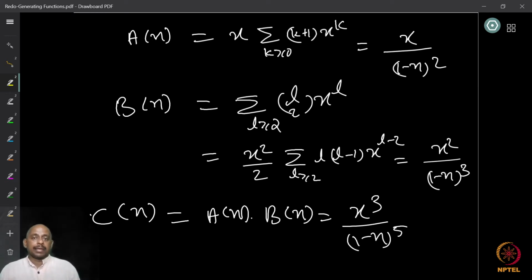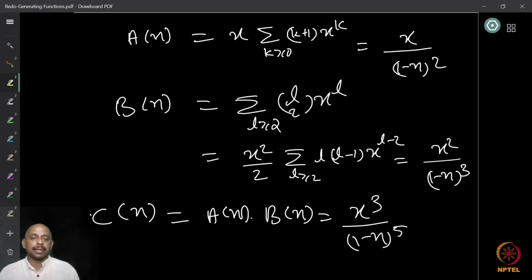So what is A of x? A of x is x into summation k greater than or equal to 0, k plus 1 into x raised to k, because I take 1 x outside. And this we already know, which is 1 by 1 minus x whole square. So summation k plus 1 x raised to k is 1 by 1 minus x whole square. And then with the x outside, I get x by 1 minus x whole square.